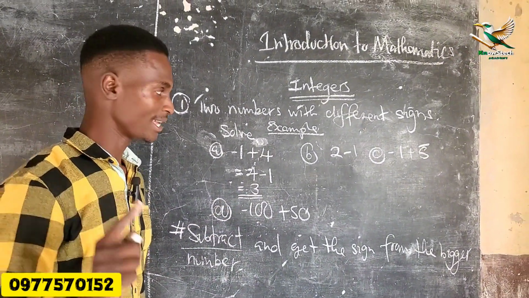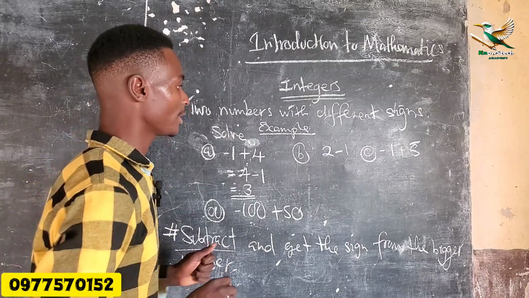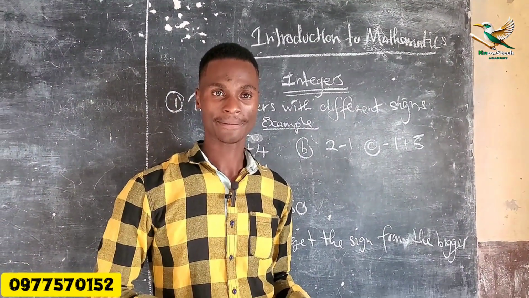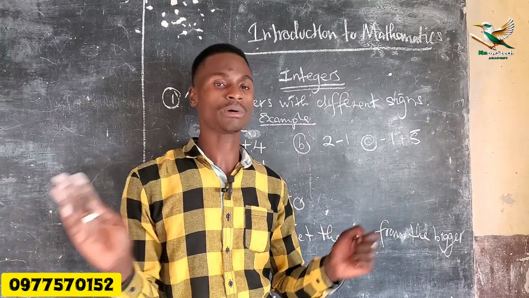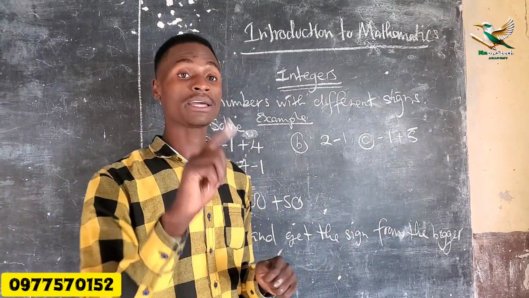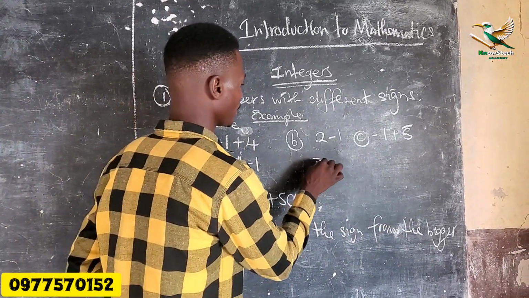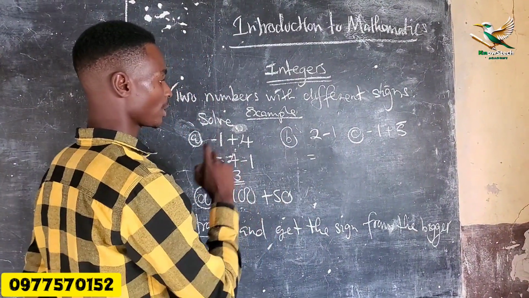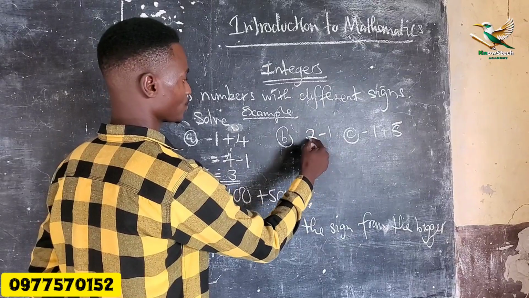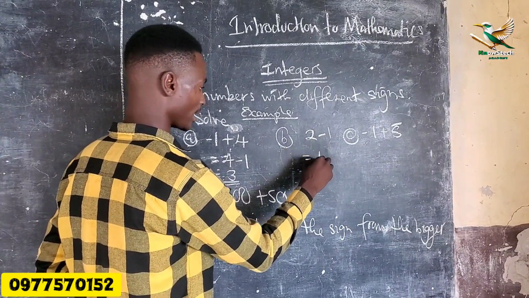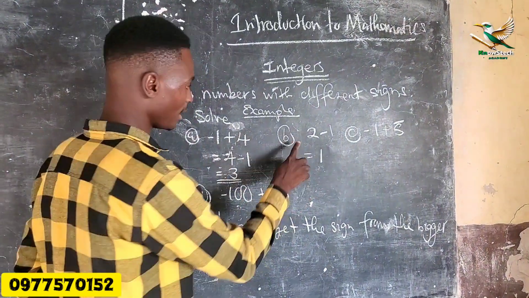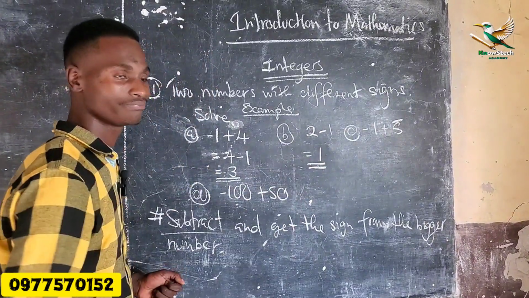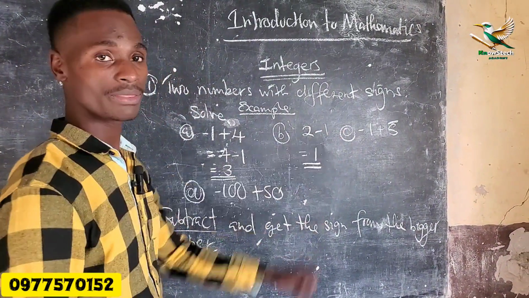Are we together? Let's apply it here. You know that 2 minus 1 is 1. Now, do you know why? Don't just memorize that 2 minus 1 is 1. Apply this rule as well. This is positive 2 and this is negative 1. So you subtract: 2 minus 1 is 1. Then you get the sign from the bigger number, which is 2, and it is positive. That's the reason why 2 minus 1 is 1. Okay, how about the third one?